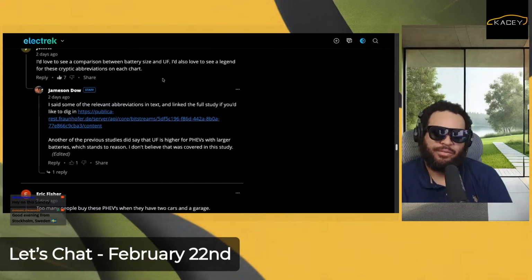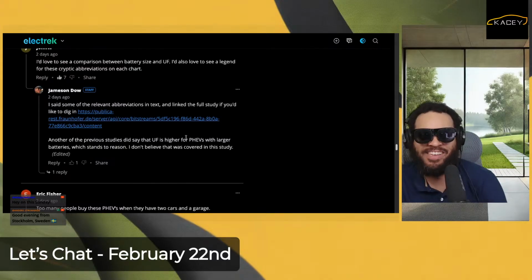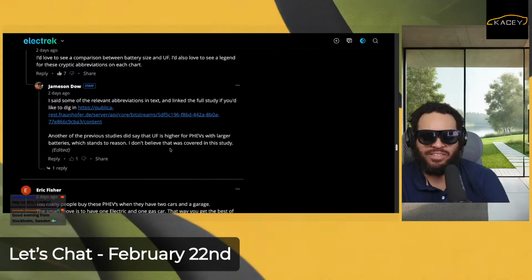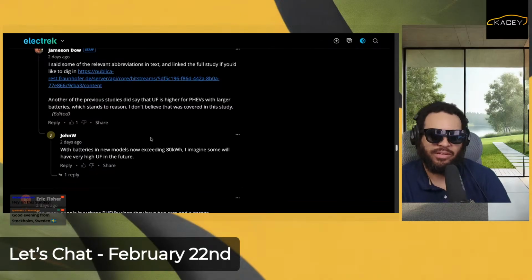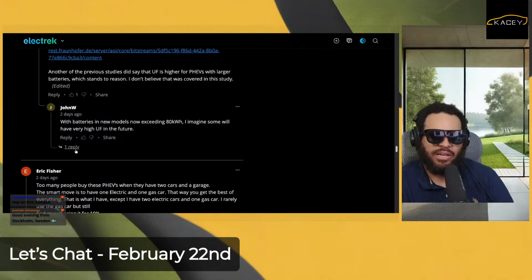Another previous study did say utility factor is higher for PHEVs with larger batteries. Go figure. I don't believe that was covered in this study. Yeah, they probably had to control their variables. With batteries in new models now exceeding 80 kilowatt hours, I imagine some will have very high utility factor in the future. That would be fine.